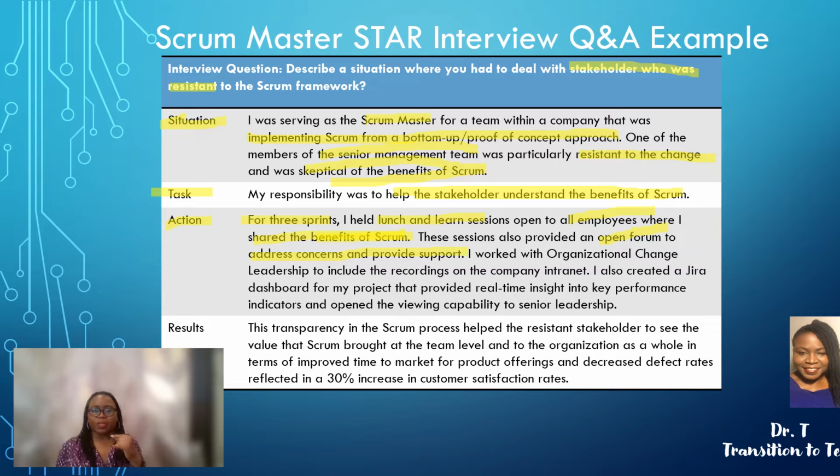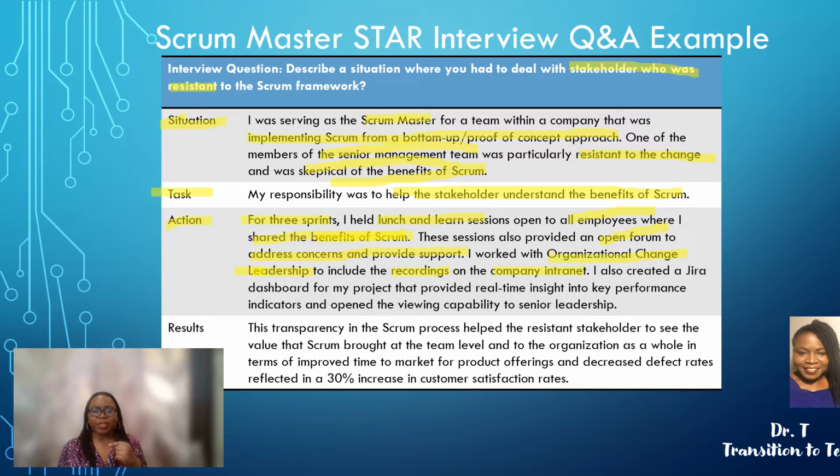You then met with organizational change leadership within the organization, and you talked about how you could continue to spread this message. And so the decision was made for recordings to be uploaded on the company intranet so that those in attendance would have a place to get a refresher, or those who couldn't attend could still get that knowledge and exposure from the company intranet.